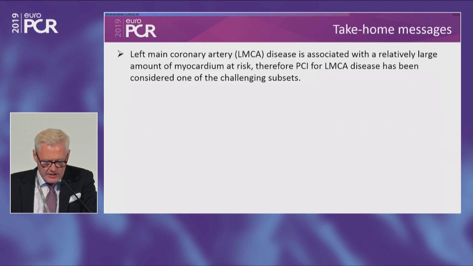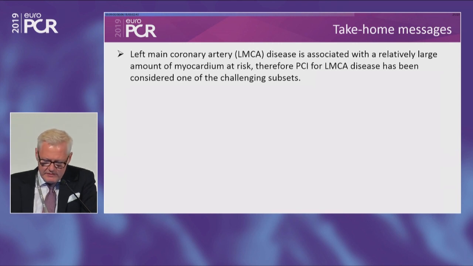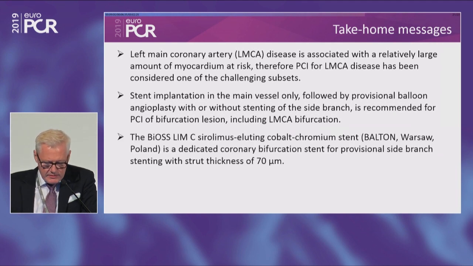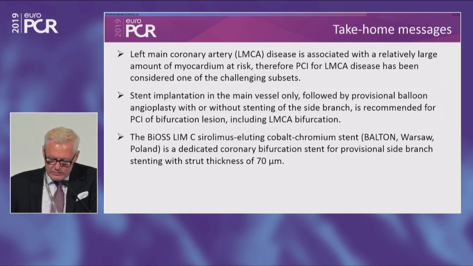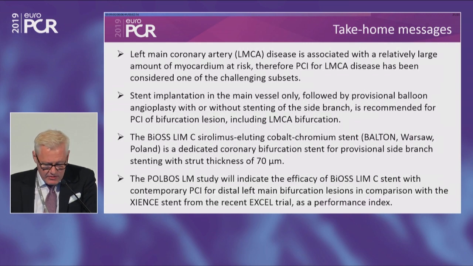So my take-home messages are that left main coronary artery disease is associated with a relatively large amount of myocardium at risk. Therefore, PCI for left main disease has been considered one of the challenging subsets. Stent implantation to the main vessel only, followed by provisional balloon angioplasty with or without stenting of the side branch, is recommended for PCI of bifurcation lesion, including left main bifurcation. The BiOSS Lim C sirolimus-eluting cobalt chromium stent is a dedicated coronary bifurcation stent for provisional side branch stenting with strut thickness of 70 microns.